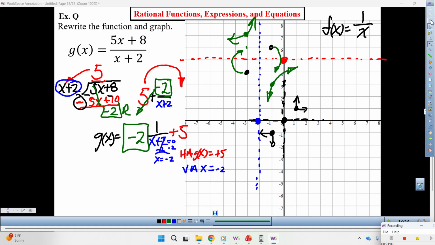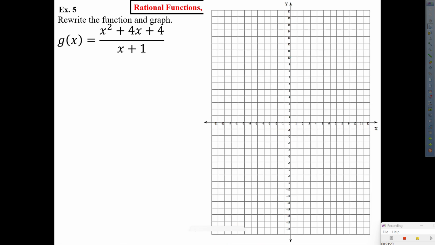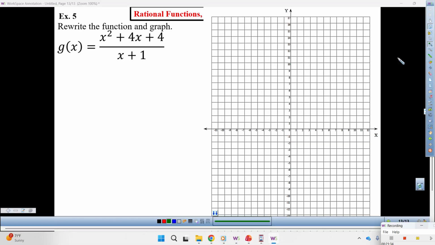So, with that said, which brings us to a problem that looks like this, kind of like yesterday. So, turn your paper over to the big graph. At the top left, copy this one, example 5, g of x equals x squared plus 4x plus 4 over x plus 1. Copy that. What is the first thing we do with any of these?